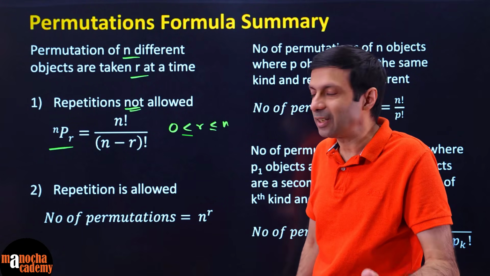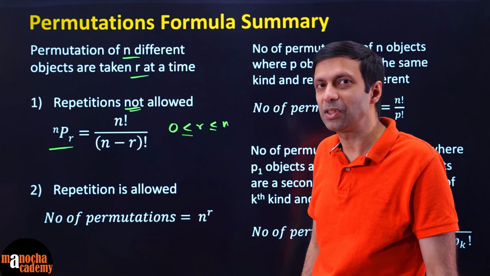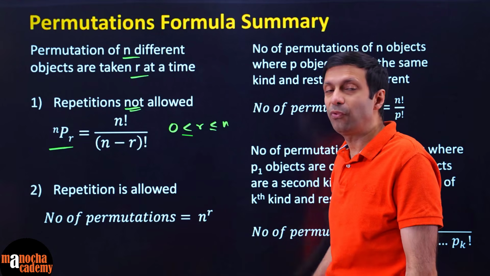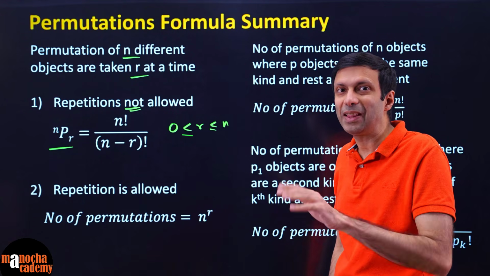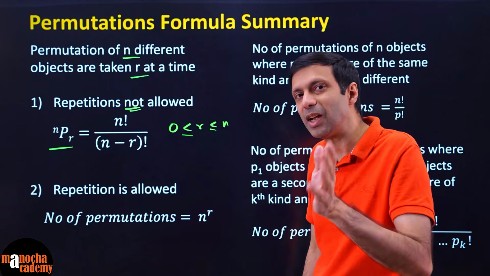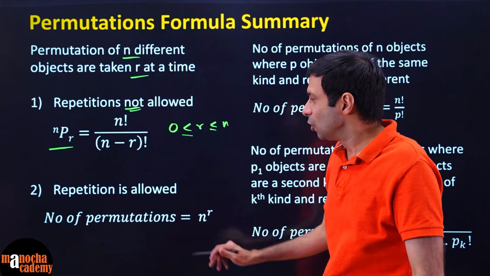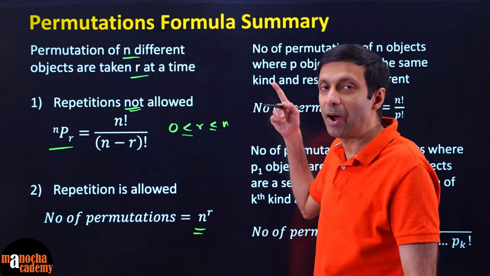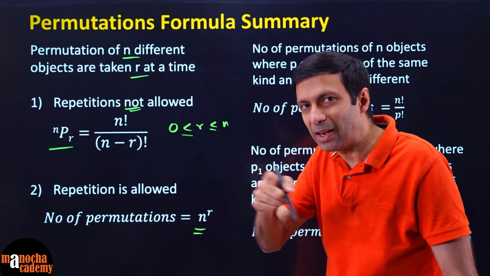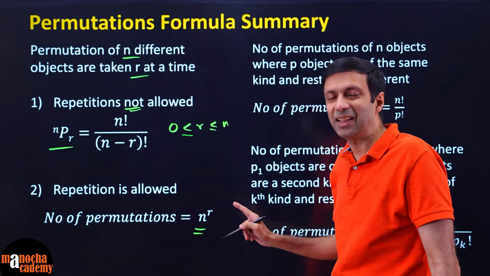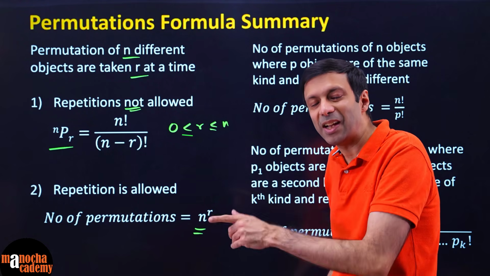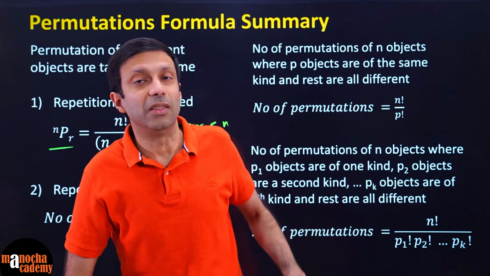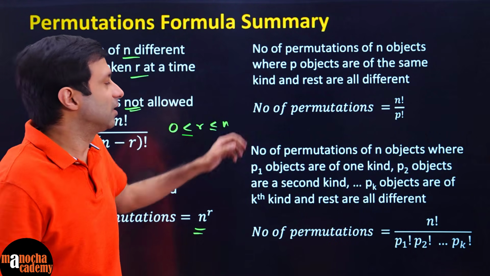Now let's say we relax it and say, hey, repetitions are allowed. Then the number of permutations becomes even more, because you can fill all those r boxes with n things. Each time you can put any of the n things, right? So the number of permutations becomes simply n to the power r, because you're filling up r boxes each with n things. So n times n times n, r times, so it is n to the power r.